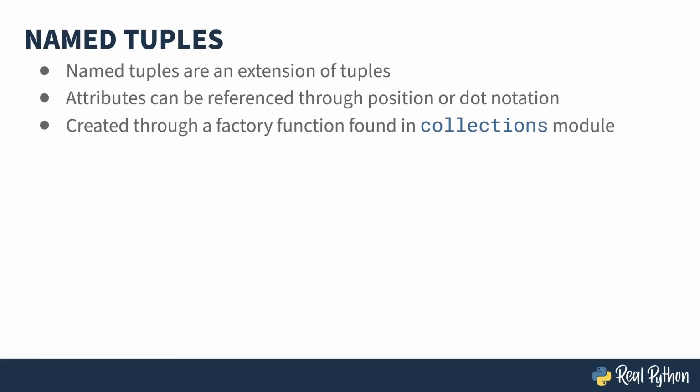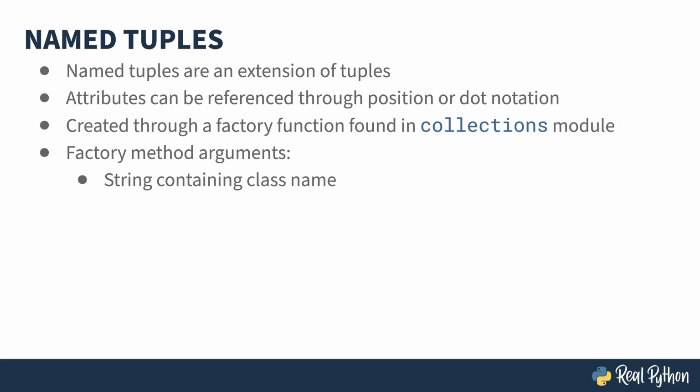To create a named tuple, you use a factory function. This factory is found inside of the collections module and is called, understandably enough, namedtuple. The factory takes two required arguments. The first is a string giving the factory the name the created class will use. And the second is a specifier for the names of the attributes in the tuple. This argument has several different formats.